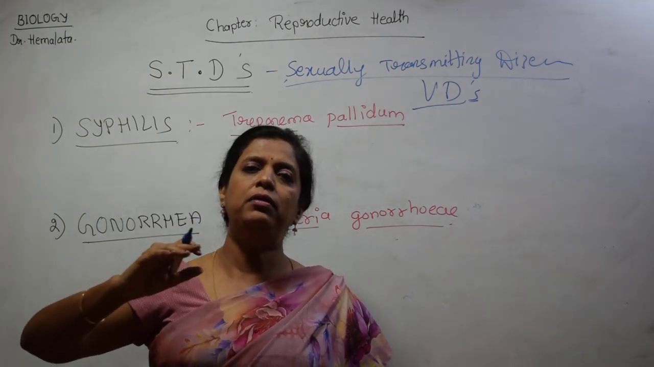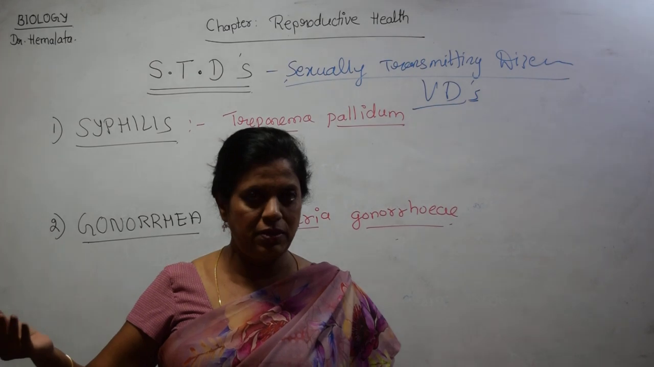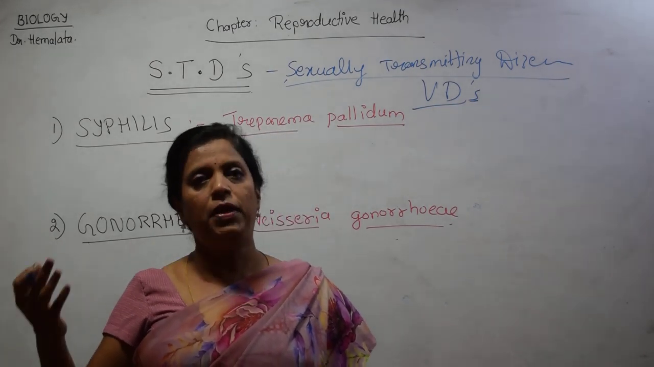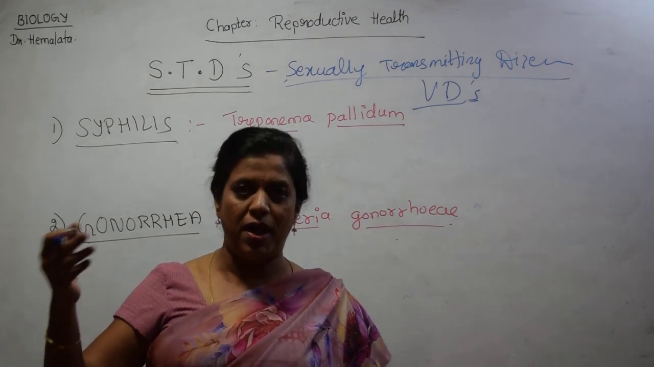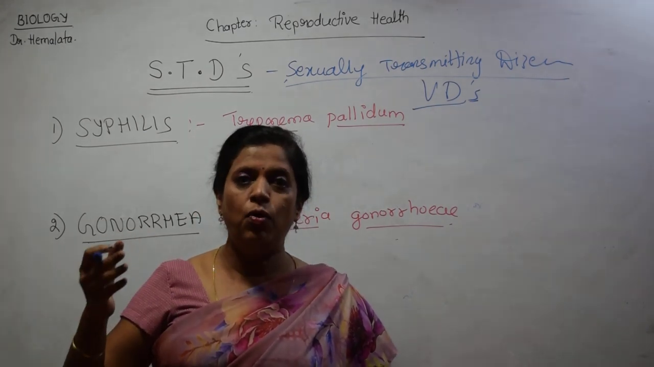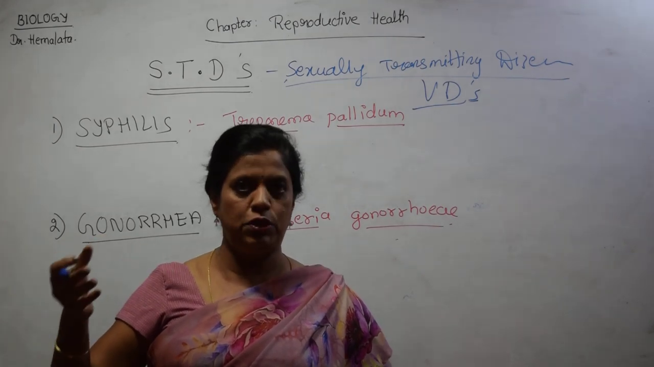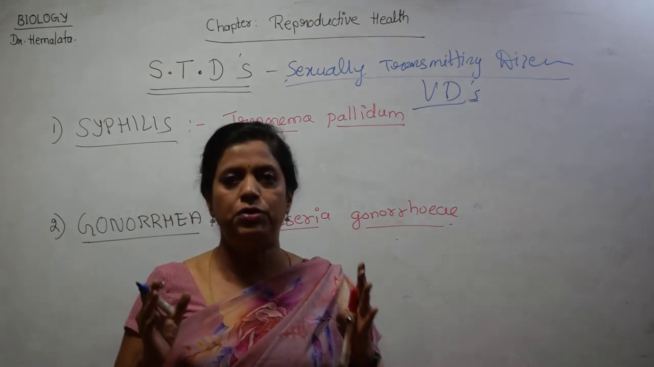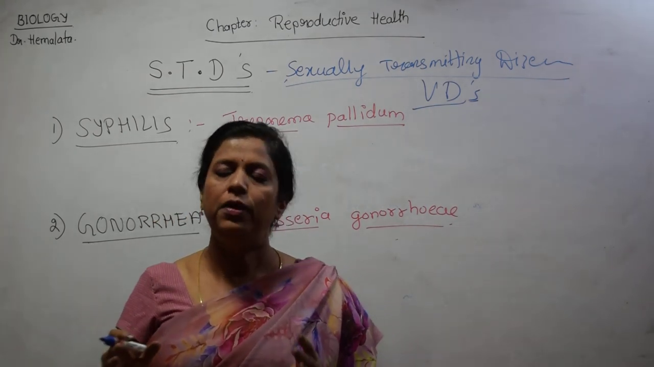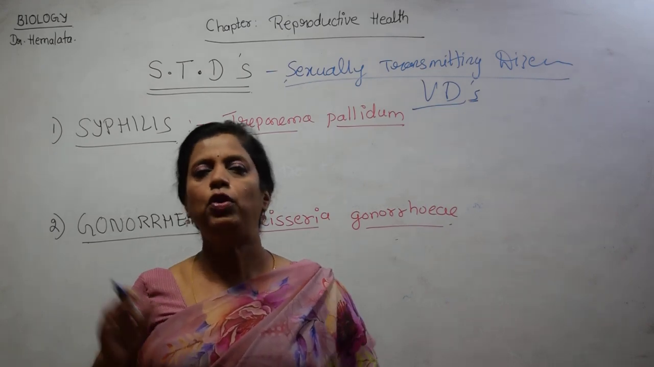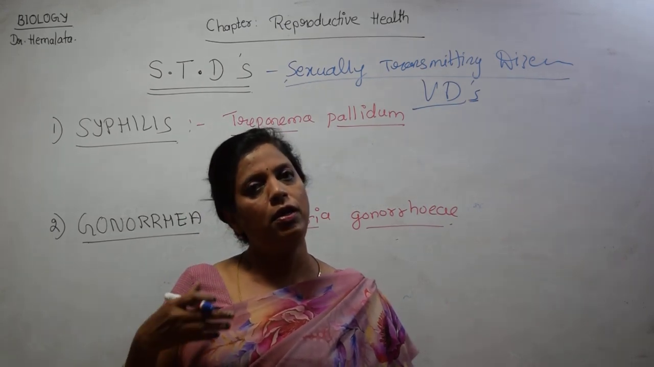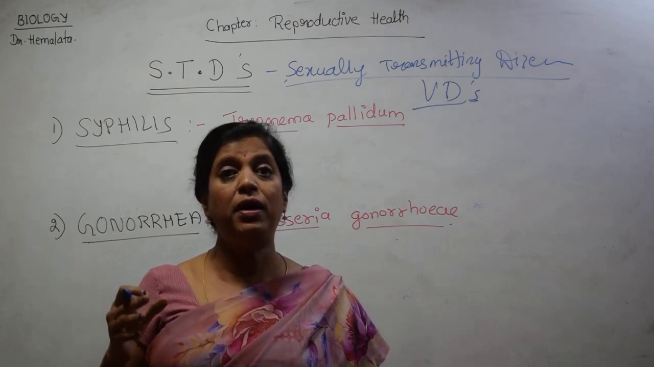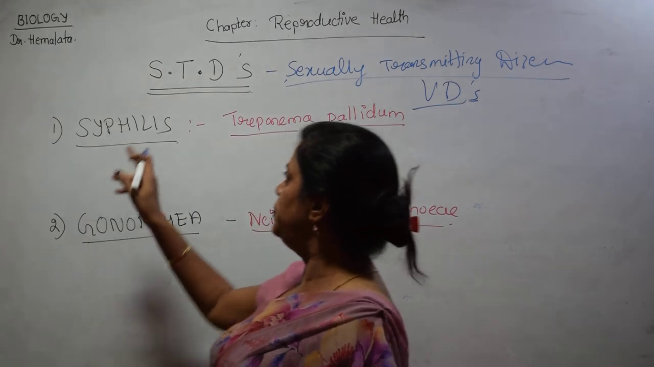Therefore avoid having sex with multiple partners, avoid having sex with anybody who has a disease, and avoid homosexuality. All these things are very important to maintain sexual hygiene. Having a single partner is very important, right? Now we'll go to the diseases, and once I start talking about them, you will feel the symptoms are so bad, right? So let's begin with the first disease.